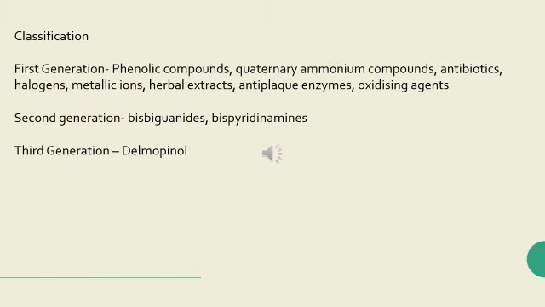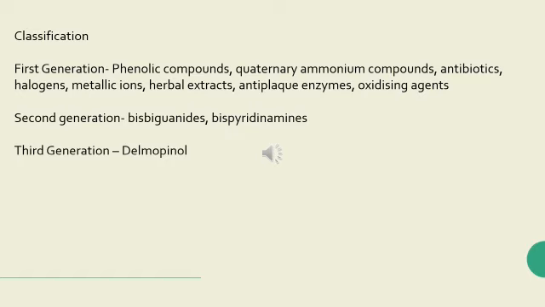Apart from the previous two classifications we saw, that is, based on the action and based on what chemicals or active agents they have, we can further classify them into first generation, second generation and third generation. First generation would be the phenolic compounds, quaternary amine compounds, antibiotics, halogens, metallic ions, herbal extracts, anti-plaque enzymes and oxidizing agents. Second generation would be your bisphosphonates and the bispyridinates, and the third generation would be your delmopinol.